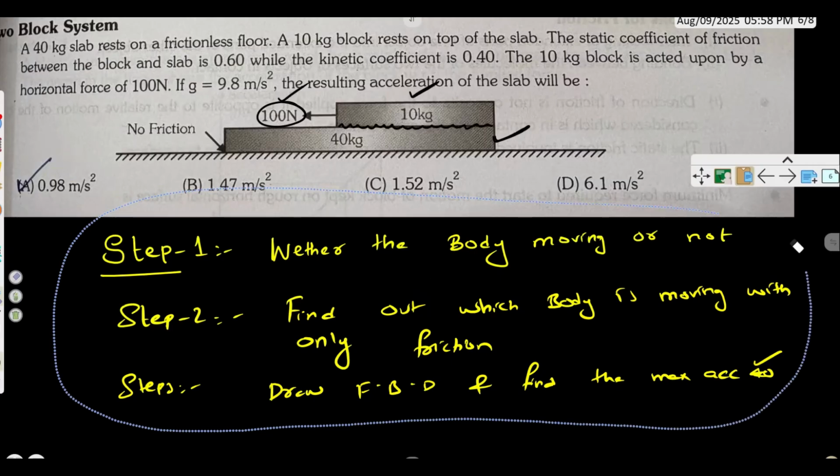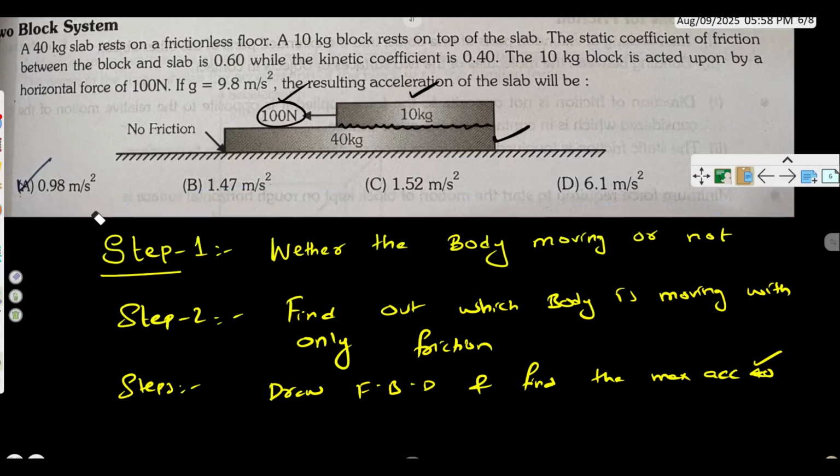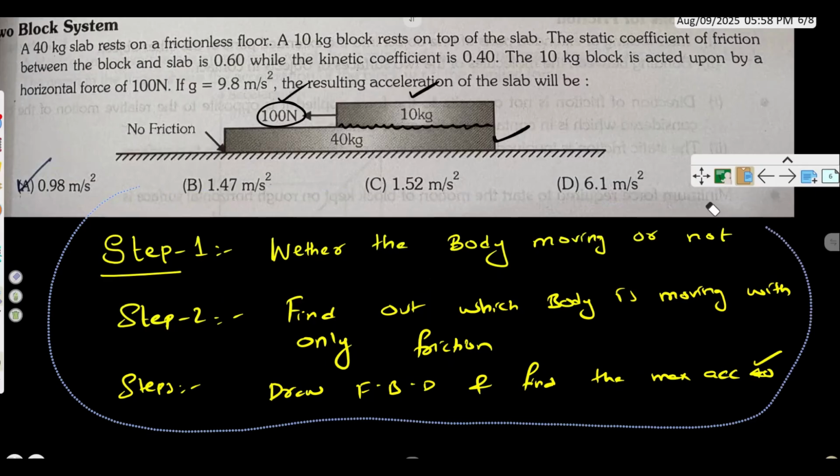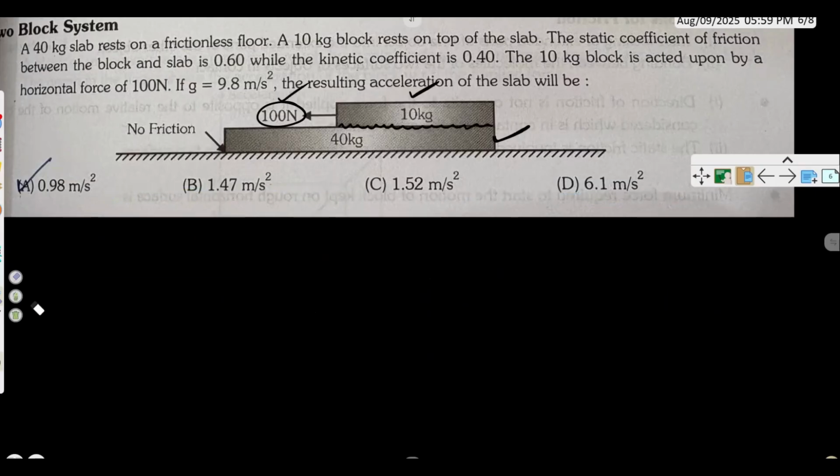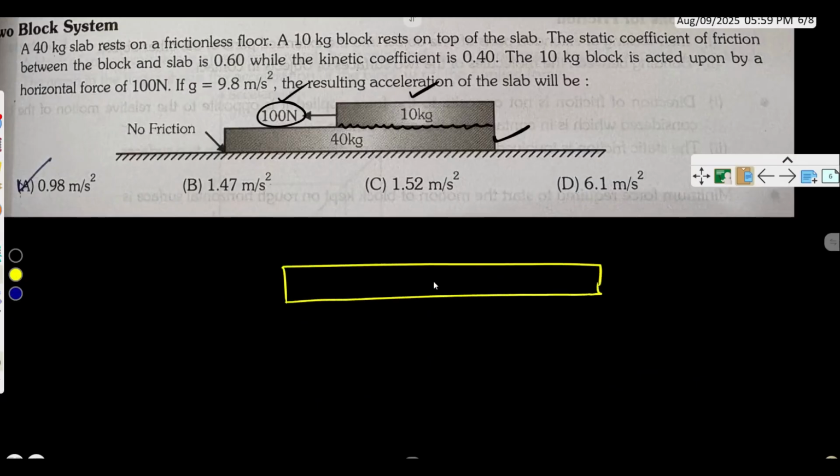First, I know that it is the 40 kg block that is moving. So let me draw an FBD for that 40 kg slab or block, whatever it is. Now this is my 40 kg. Let us draw FBD of this. Downward direction mg, downward direction normal reaction due to the block, upward direction normal reaction due to the floor, and there is a friction force which is present in this direction.